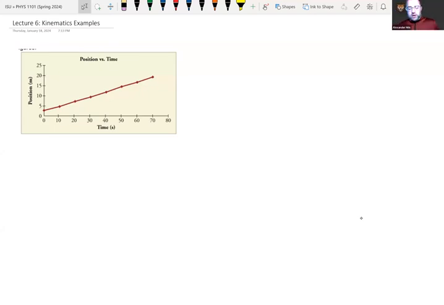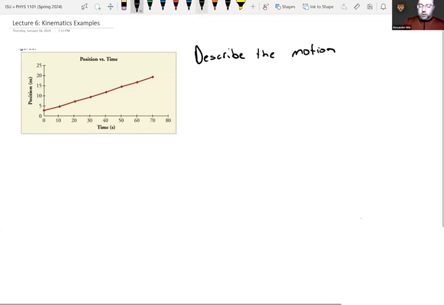Now, you might be asked to do a number of different things with this. The first thing you might be asked to do is describe the motion. You might not know what object this is, but let's say this is a person walking. You want to be able to say certain things about how the person was moving, and then maybe something about the rate.